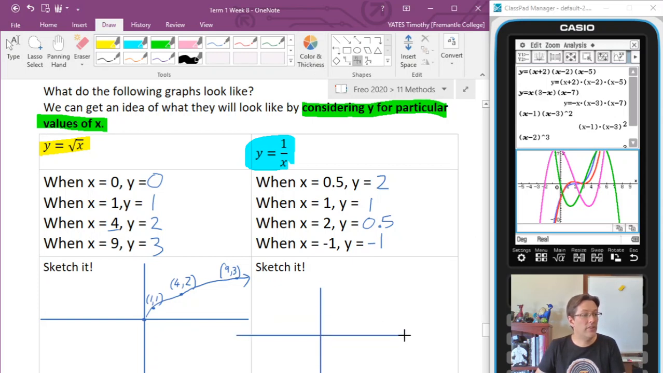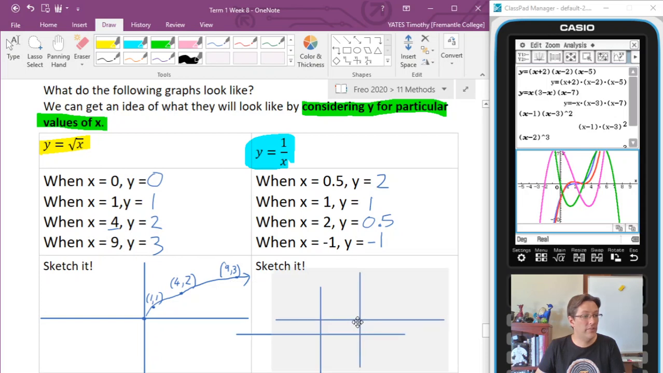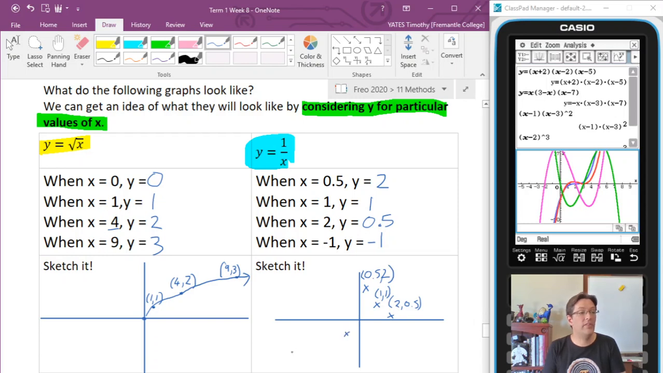And let's sketch those points. Now this one might be a bit counterintuitive. We have covered this one before. This is the reciprocal function. So we've got 0.5 and 2. We've got 1 and 1. We've got 2 and 0.5. So, and I'm going to write that. This is 1, 1. This is 0.5 and 2. And then we've got negative 1 and negative 1, which is down there.